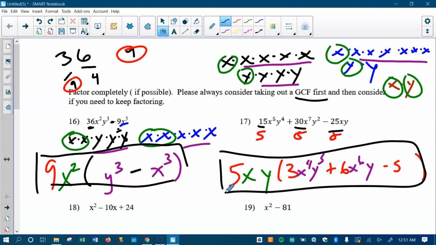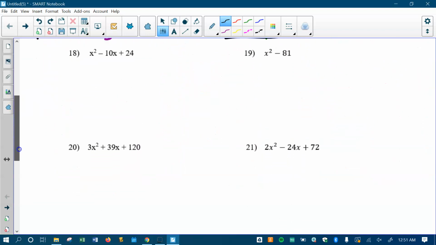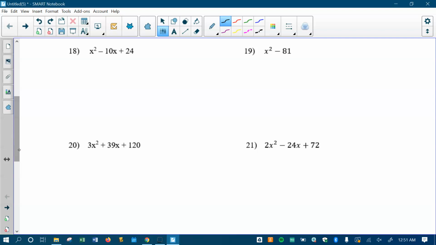Okay, let's go on to the next one. Oh, I love these. This is the Foster method. So this is a trinomial. There is no GCF I can take out right off the bat, but I can take a number times a number to be equal to a positive 24. I also can take a number plus a number and see if I can get that to be negative 10.